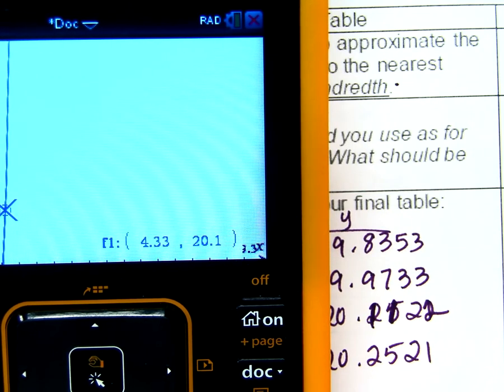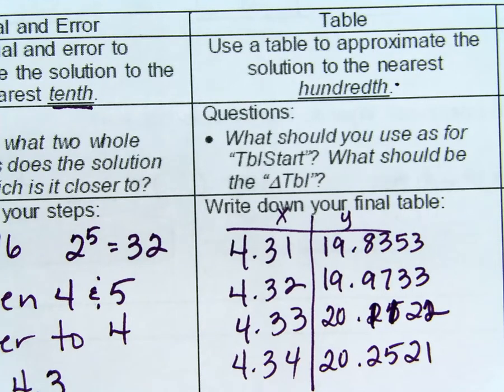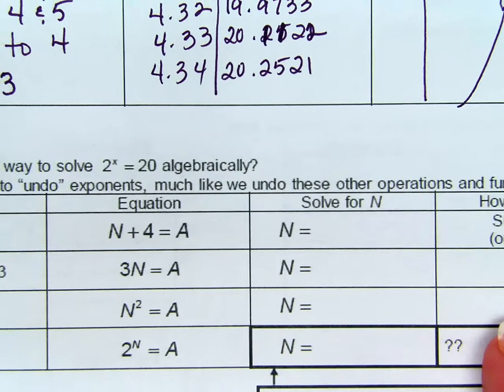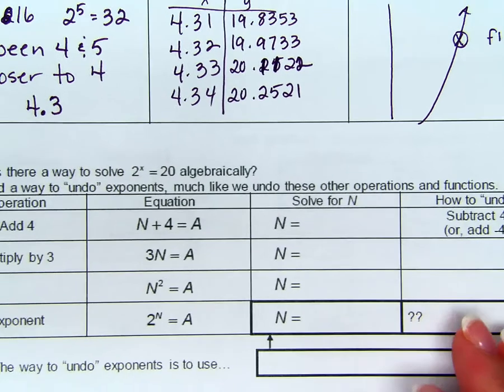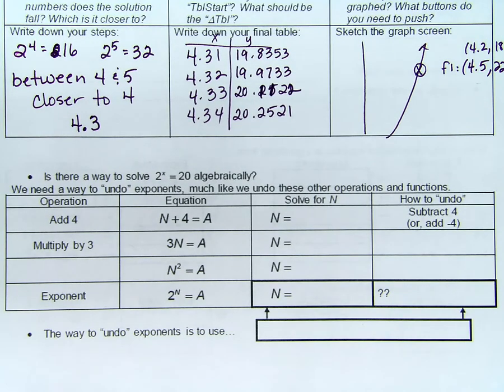So in this case, does a graph help me out? No. Okay. So is there a way to solve 2 to the x power equals 20 algebraically? Let me give you a hint. Chances are if they're asking you if there's a way, there's a way. Okay? So let's think about this for a second.